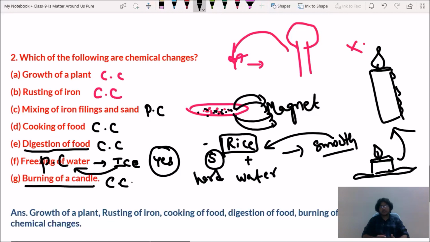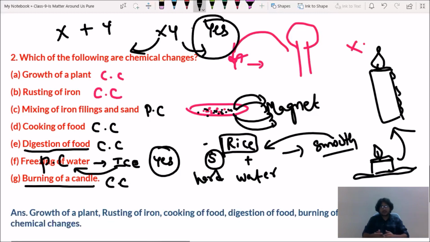And in our next video, we are going to learn about separation of mixtures. We'll take one substance, for example X, and add it to Y, and it will become XY. Again, can we separate X and Y? Yes, we can separate it. We have different separation techniques. We'll see those separation techniques in our next video.